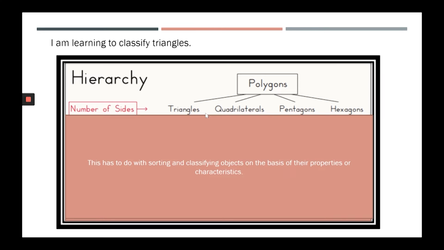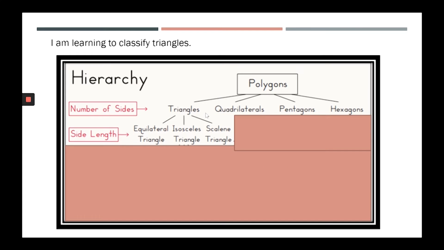So the first way we can classify polygons is based on the number of sides, like triangles with 3 sides, quadrilaterals with 4, pentagons with 5, and hexagons with 6 sides, right? Okay, so if we move down and we're thinking just about triangles, the next thing that we can classify a triangle by is the side length. With that category, we have equilateral triangles, all sides the same, isosceles triangles, 2 sides the same, and then scalene triangles with no sides the same. What's the next category we can think of? How else can we classify triangles?